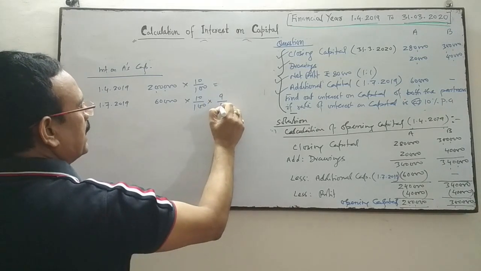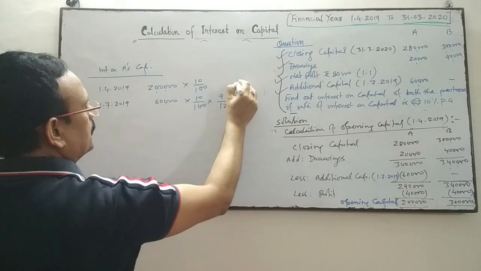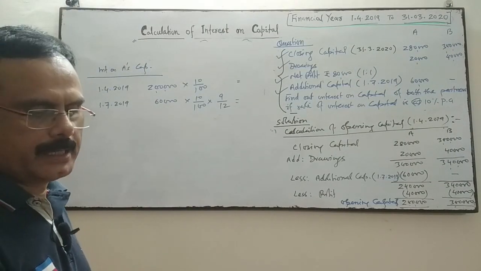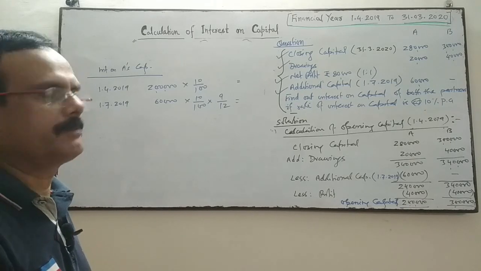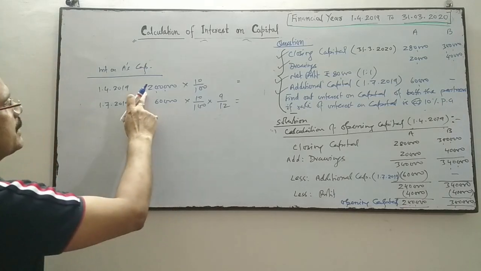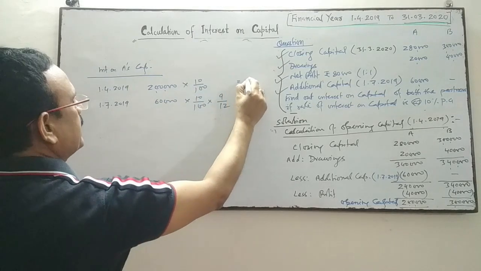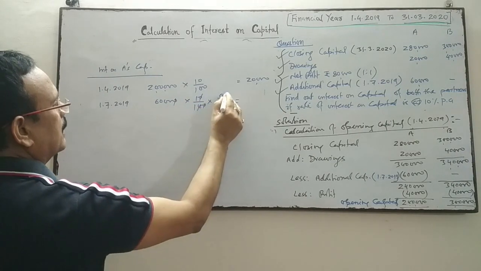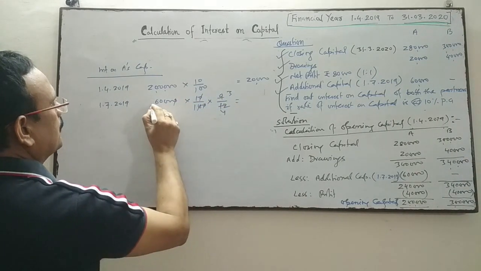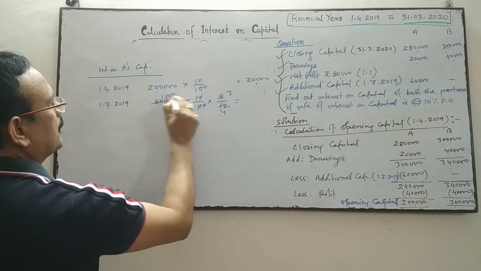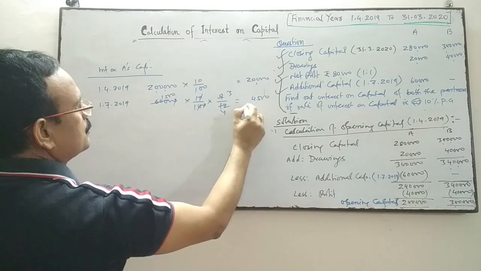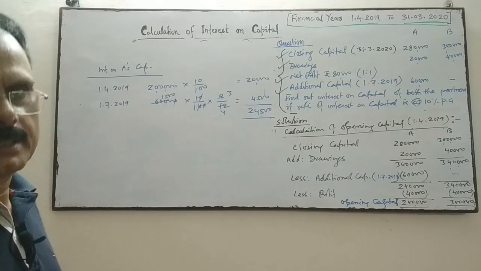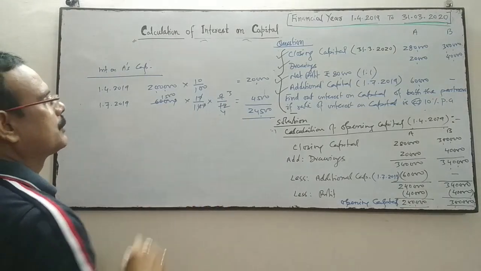This 60,000 is used by the firm till 31st March. It means for 9 months, from 1st July to 31st March 2020: July, August, September, October, November, December, January, February and March. And this 2 lakh is for 12 months. So it is 20,000 and 4,500. So total interest on capital is this much. Interest on A's capital is 24,500.